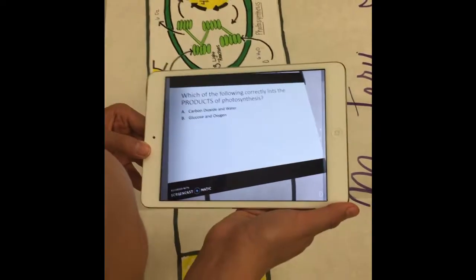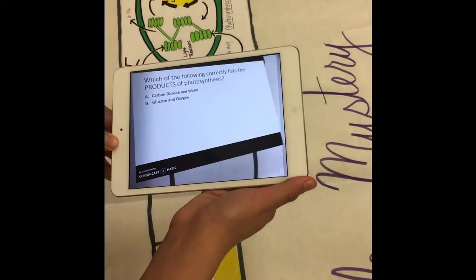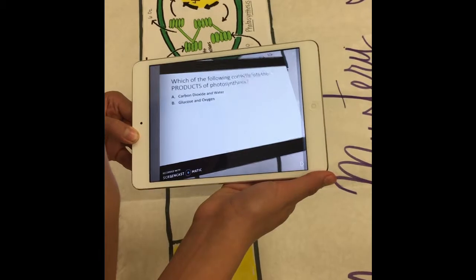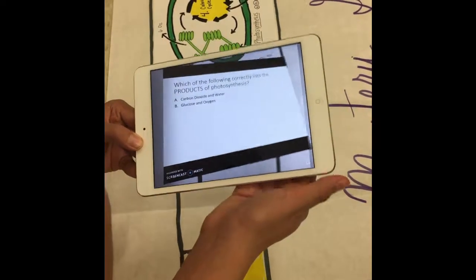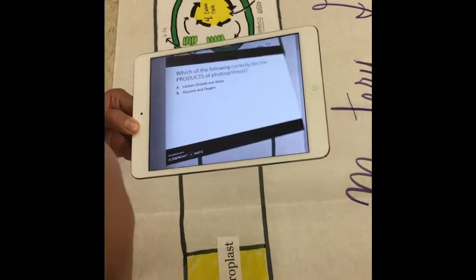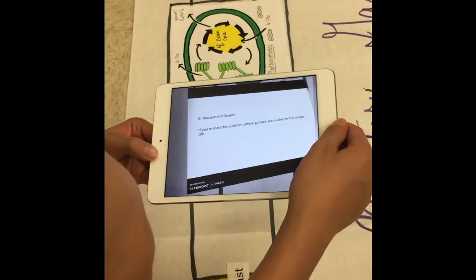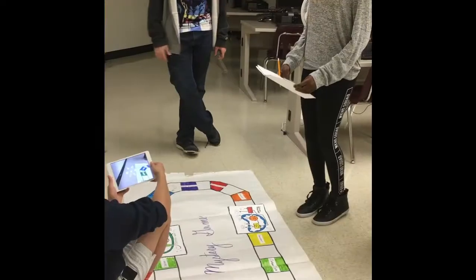Nice. We got a second question. So photosynthesis makes what? What do you think? Carbon dioxide. I think it's A. I do too. All right, let's see. It should show us the answer. Oh no, looks like we're all going to have to go back and review.